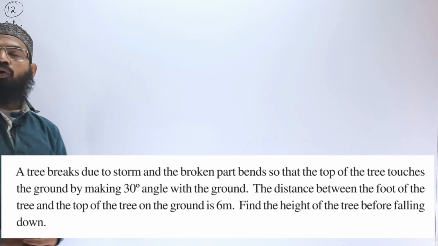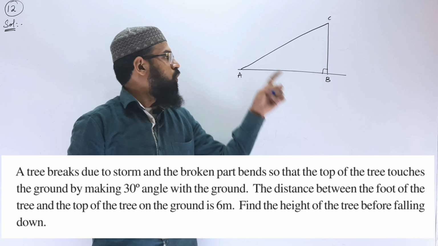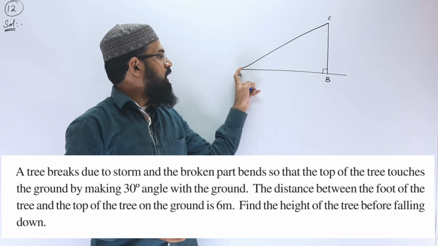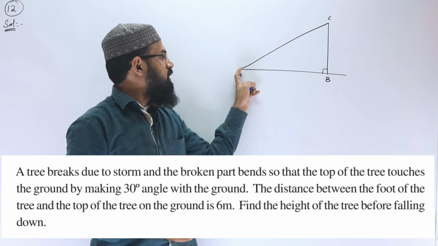So there was a tree that is broken down. Suppose this is the broken part which is touching the ground. Let it be A, B, C. Here the angle is 90 degrees. So what did they say? The broken part, the point where it is touching the ground, from there to the foot, the distance is given as 6 meter. Next, we have to find the height of the tree.